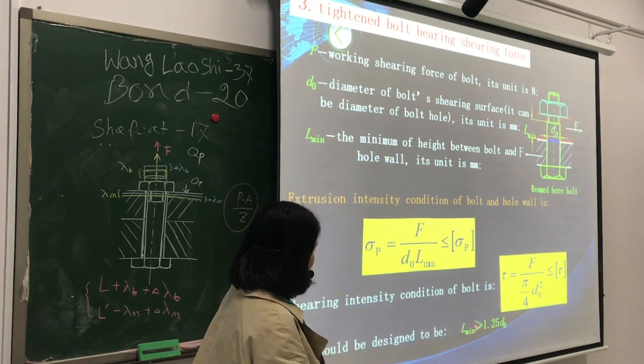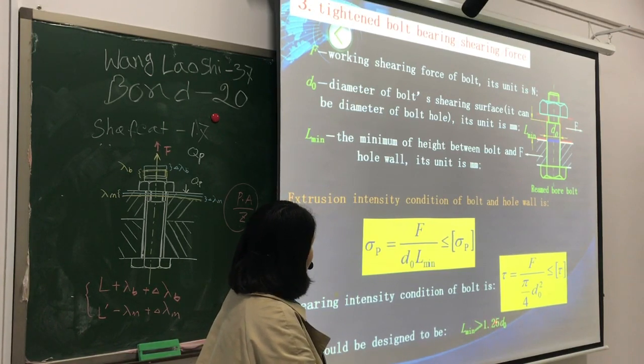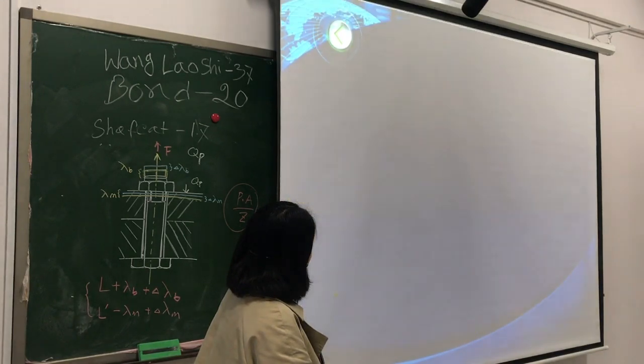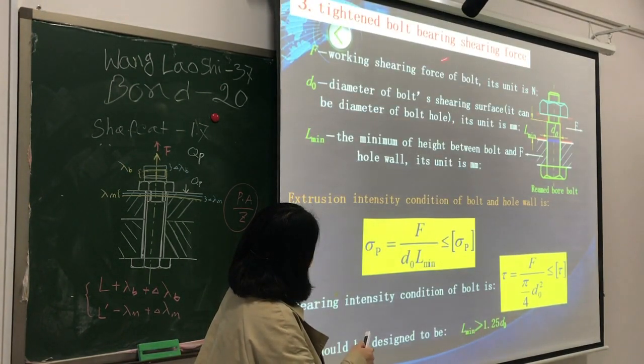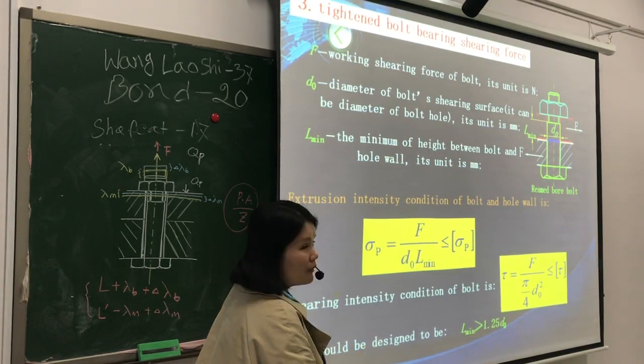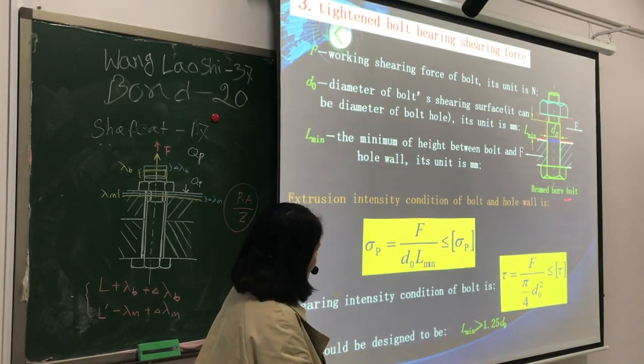When designing, the minimal L should be larger than 1.25 D0. Okay, and this is the condition under shearing force, for the reamed bolt.